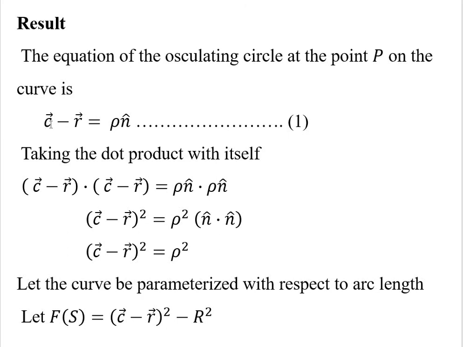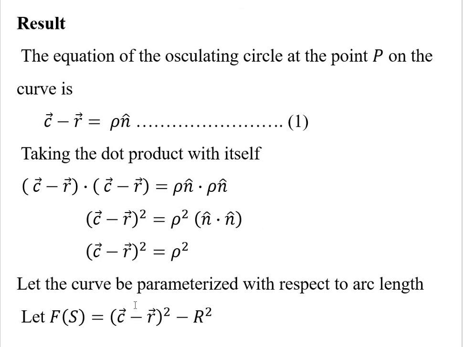We know that C vector minus R vector equals rho times n cap from the previous result. Now we take the dot product with itself. Therefore (C vector minus R vector) dot (C vector minus R vector) equals rho n cap dot rho n cap, which equals rho square times n dot n, and the value of n dot n is 1. So this is the equation: (C vector minus R vector) whole square equals rho square.